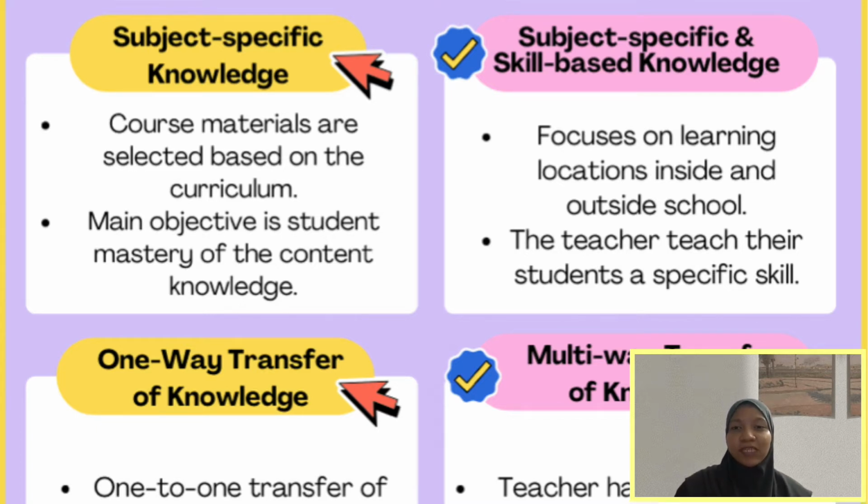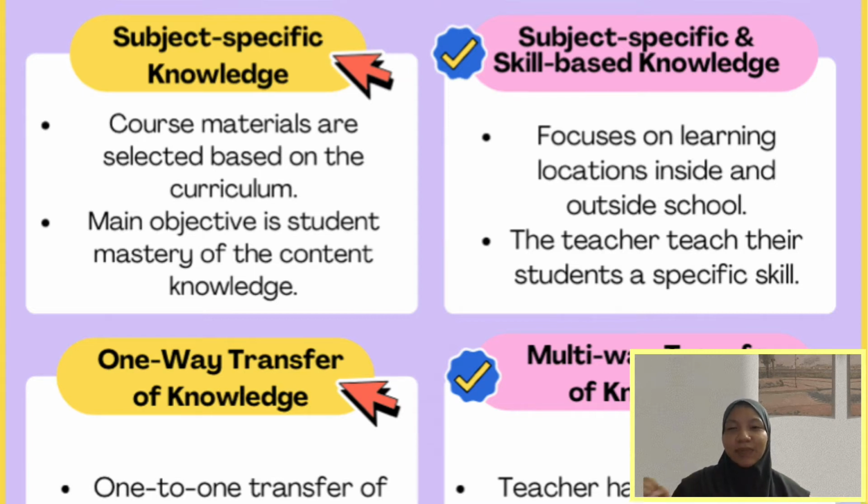So I will continue with the second Islamic education teaching method, which is subject specific knowledge for the traditional method and subject specific and skill based knowledge for the modern method. So what is subject specific knowledge for the traditional method? Subject specific knowledge is when the course materials are selected based on the curriculum, and the main objective of this method is student mastery of the content of the knowledge.